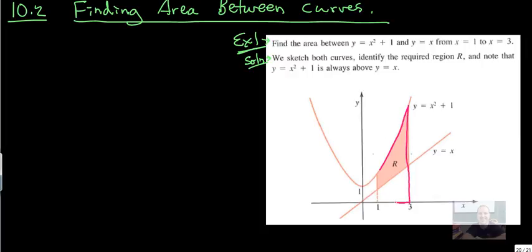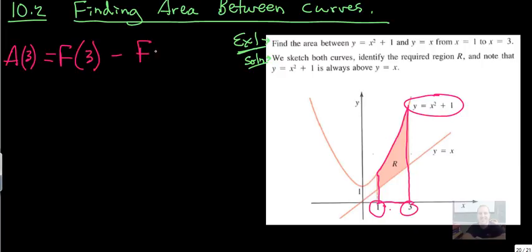This area right here, all the way down to the x-axis, which we studied in 10.1, is the value of the antiderivative of this function evaluated at 3, and then subtracting the antiderivative of the function evaluated at 1. So if 3 is our right bound, the area is the antiderivative evaluated at 3 minus the antiderivative evaluated at 1. That gives us the entire area here. Established? Agreed? That's what we just looked at in 10.1.